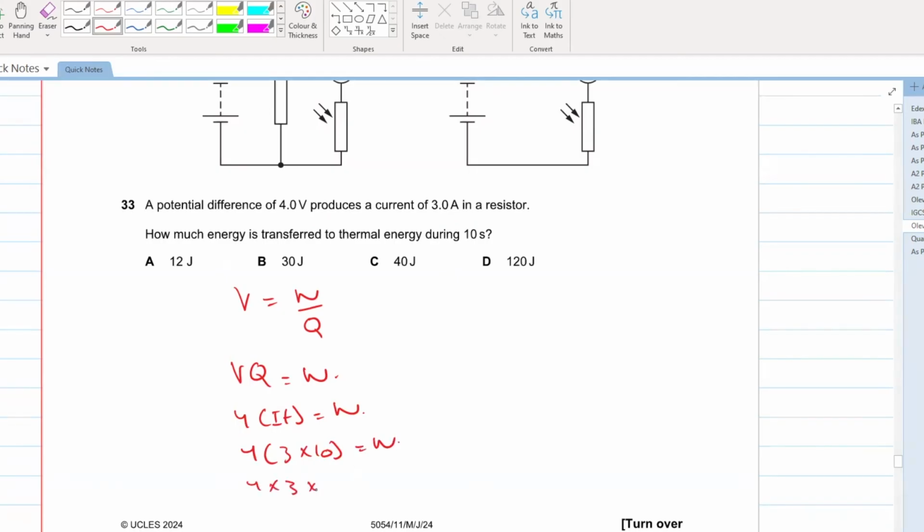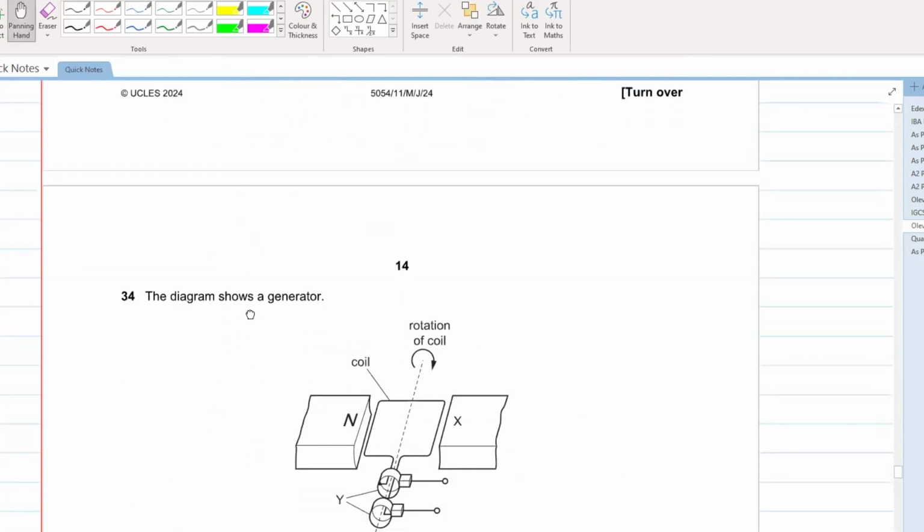4 into 3 into 10. This comes out to be 120 joules as your work done. D is your answer. Let's further move ahead.